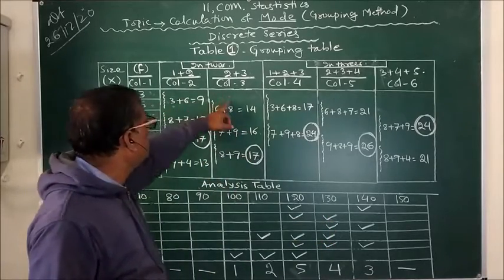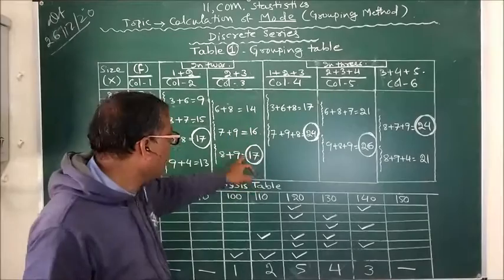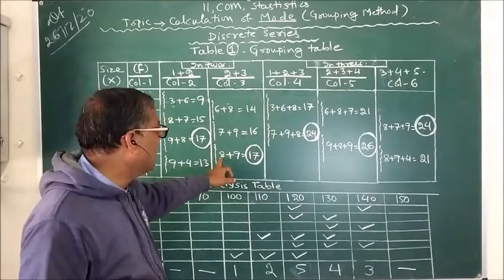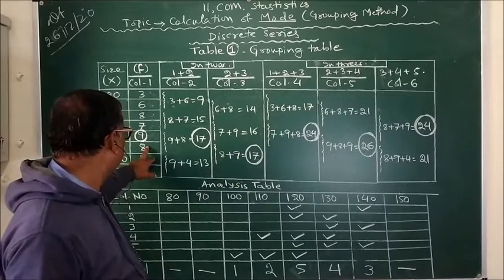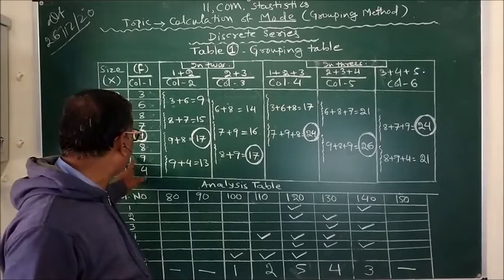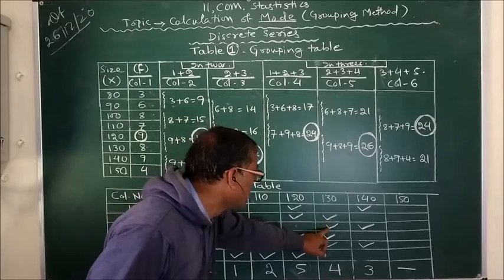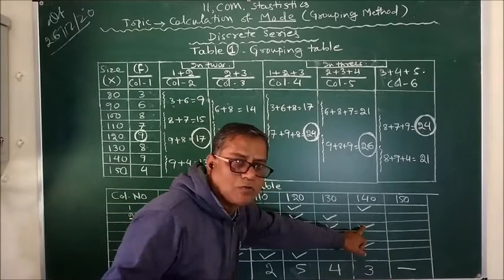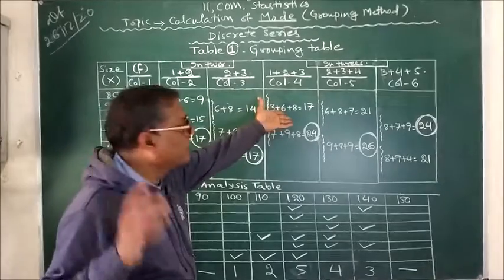Then come to the third column, that is 2 plus 3 column. Here the highest value is 17 and the respective frequencies are 8 and 9. So 8 and 9. You see, the value belonging to 8 is 130 and the value belonging to 9 is 140. That's why in the third row, 130 and 140, 1 tick.